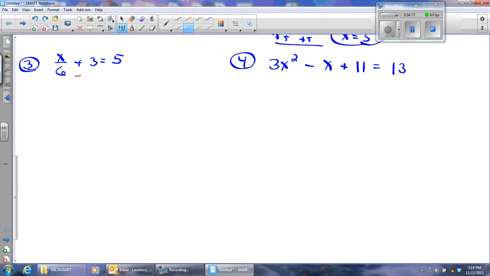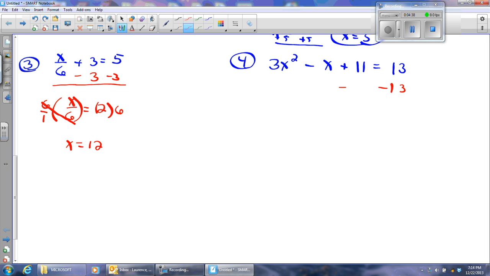So I'm going to subtract 3 from both sides, and x over 6 is going to equal 2. I'm going to multiply both sides by 6 over 1, and we're going to get x equals 12. But on this one, we need it to equal 0.